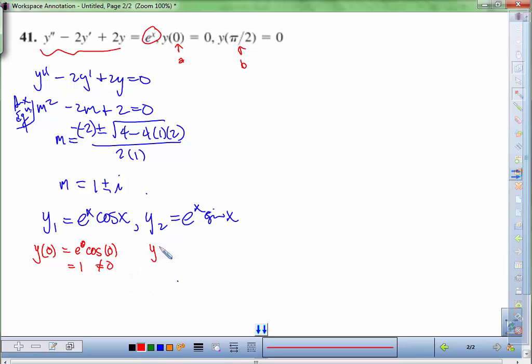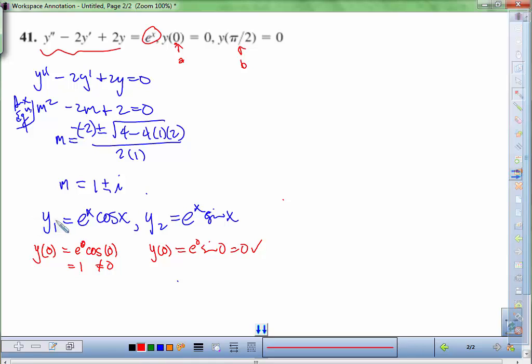Let's try y of 0 for the second one. I hope it works here, because if it doesn't work, then we might be in trouble. E to the 0, what's sine of 0? So that worked out. All right, so this is a quick check that you need to make, because the fundamental solution that works for the A portion, that works for the first boundary condition, has to be y1.